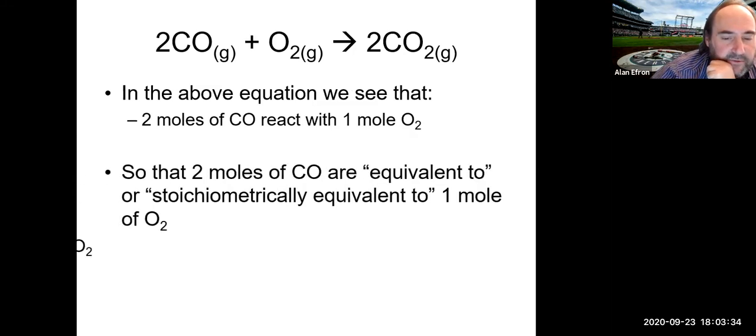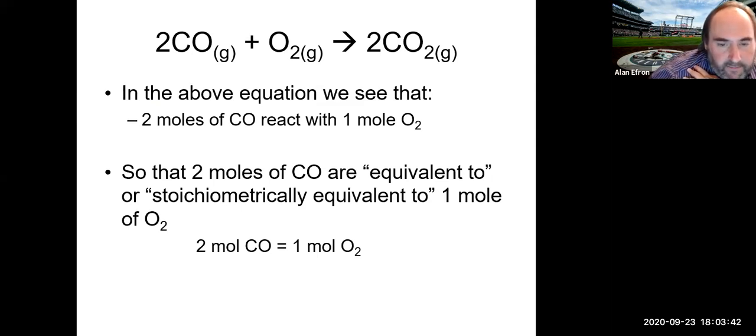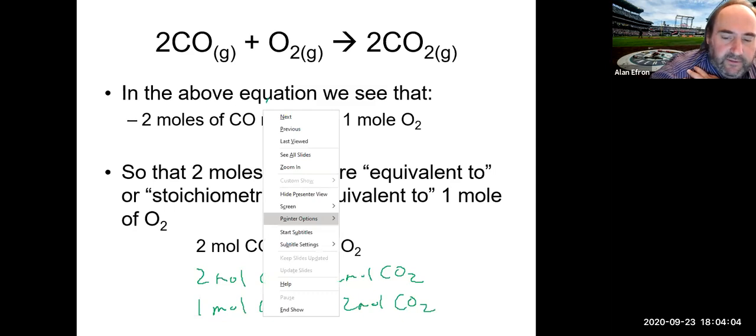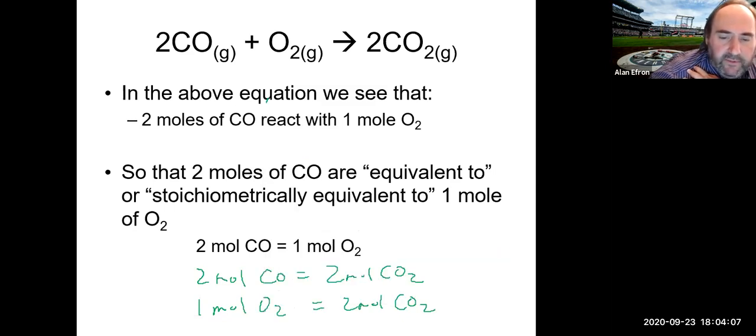So here's another equation. From this equation, we can come up with several different relationships. One being 2 moles of CO gives us 1 mole of O2. As we'll see on future slides, 2 moles of CO will give us 2 moles of CO2. We'll also get 1 mole of O2 gives us 2 moles of CO2. In this case, they're what I refer to as being stoichiometrically equivalent to each other, which basically means they're equalities.